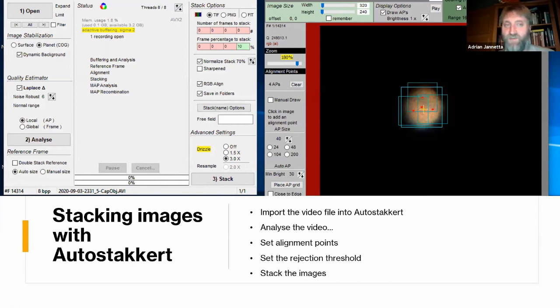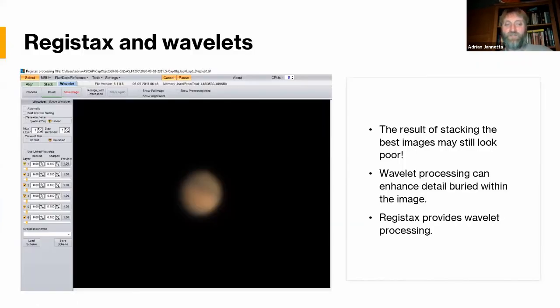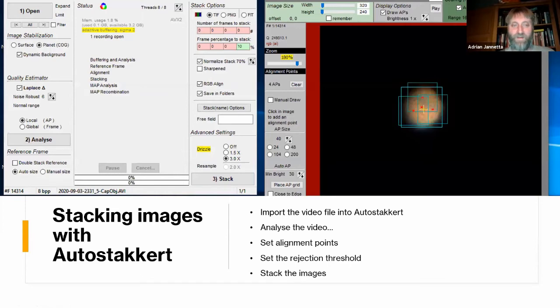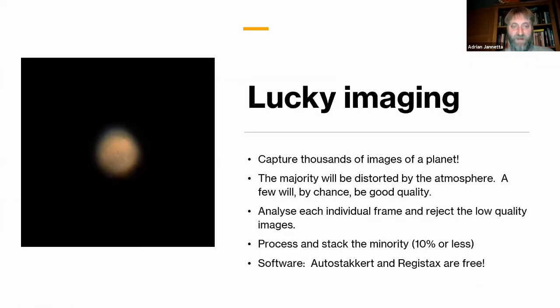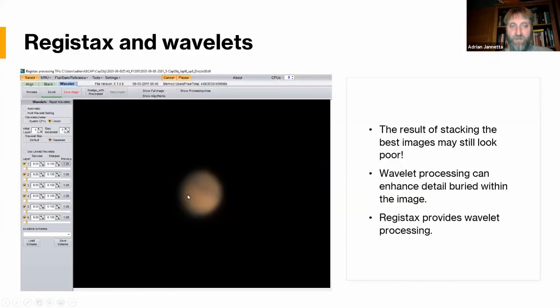I'm a bit hazy on the details of this, but I chose to stack 10% and throw away 90%. So that's a lot of rubbish. Most of the frames that you took get binned, and it's only the best ones that get kept. After you've done stacking, remember, you're going from this. After you've stacked, you've got a nice smooth image, which you can now open in Registax.